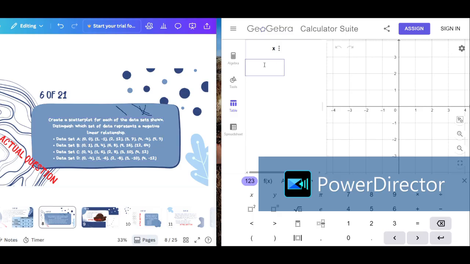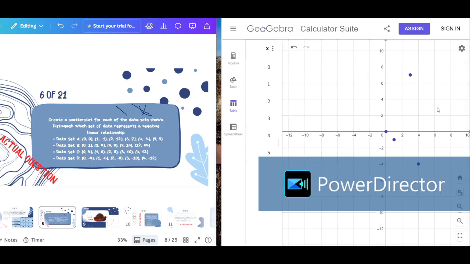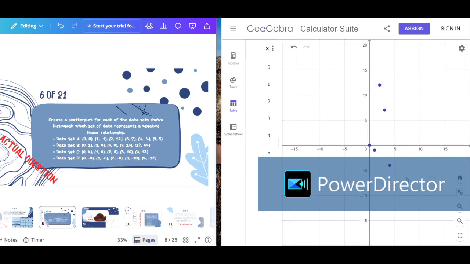So our X values are going to be the first number in each set of parentheses. So we have 0, 1, 2, 3, 4, and 5. Our Y values are the second number in each set of parentheses. So 0, -1, 12, 7, -4, and 5. Okay, zoom out over here so you can see what's going on. If we connected it with a line, the line of best fit is going to go somewhere through here.